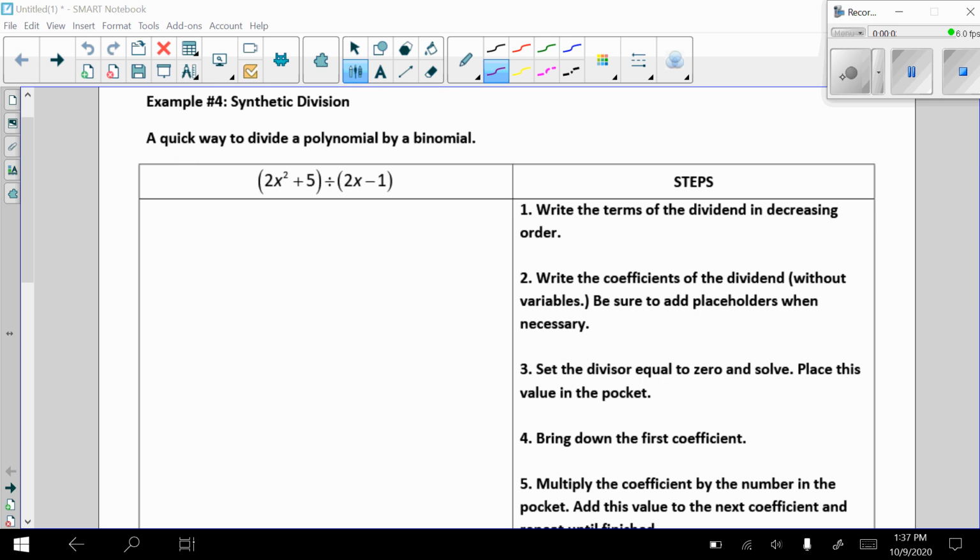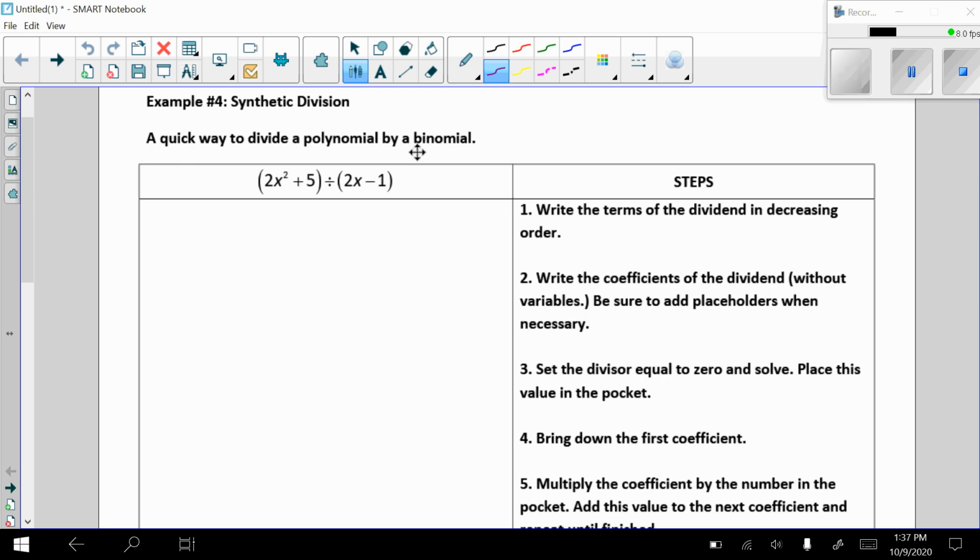Hi everyone, it's Mrs. Graney, and what I'm going to teach you today is another way to divide, and this is called synthetic division. Synthetic division is usually pretty short compared to long division, but it does have its limitations.